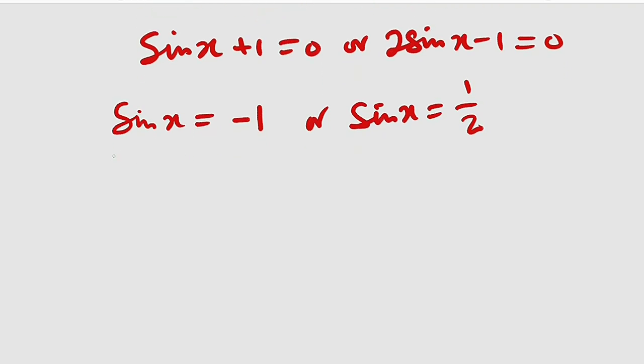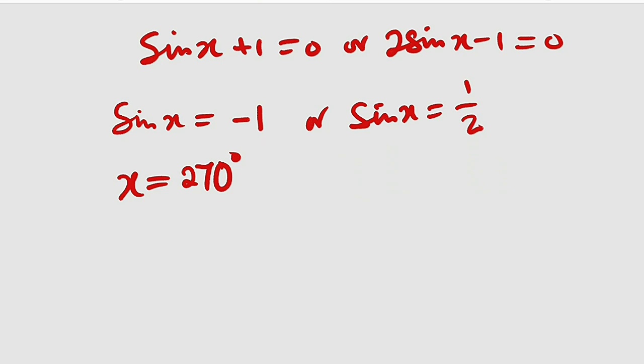So now we have two equations in terms of sine x that we have to solve. Let's start with the first one. Sine of what angle is negative 1? It is only sine of 270 degrees, from 0 to 360 degrees. We do not have any angle apart from that. So here x equal to 270 degrees. What about this? Sine of what angle is 1 over 2?